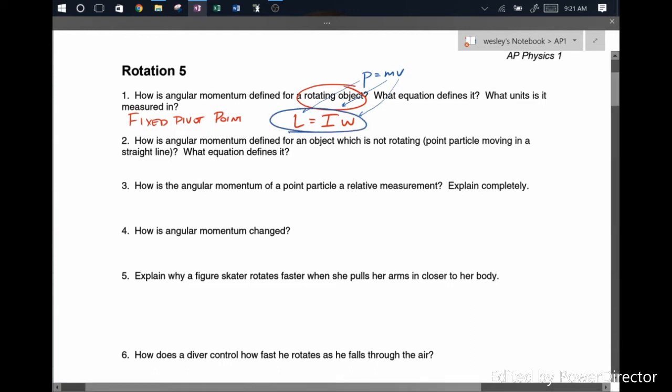Now, when we do units for that, the units for rotational inertia, I, are kilogram meters squared, and the units for omega are radians per second. Radians are just a placeholder, so this is kilogram meters squared per second.